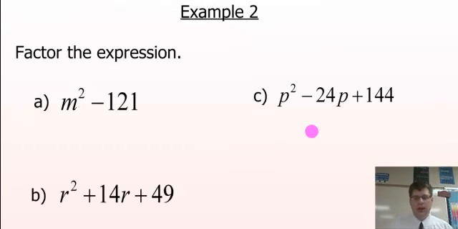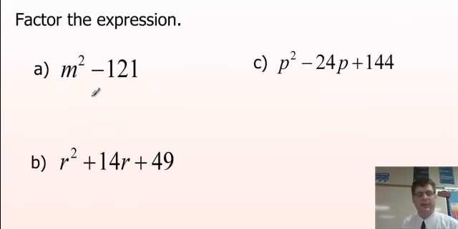Let's look at some examples real quick. So, all right, so I look at A and I say, oh, wait, it's a binomial, so maybe it's a difference of squares. Maybe it's one of the special products. So I would say, okay, well, is the first term a perfect square? Yes, it is. M squared comes down to M. Is the second term a perfect square? And yes, it is. That's like saying 11 squared.